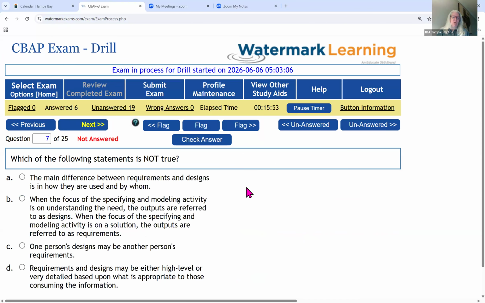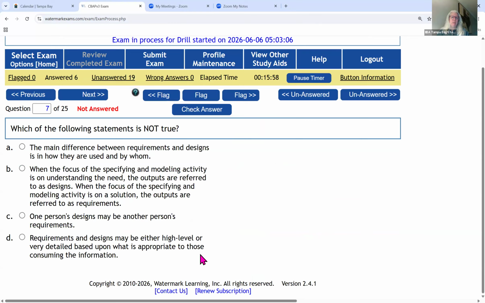Which of the following statements is not true? So 3 of these are true, 1 of these is not. The main difference between requirements and designs is in how they are used and by whom. When the focus of the specifying and modeling activity is on understanding the need, the output is referred to as the designs. And when the focus is on the solution, the outputs are referred to as the requirements. One person's designs may be another person's requirements. Requirements and designs may be either high level or very detailed based upon what is appropriate to those consuming the information. So 3 of these are true and 1 of these is not.